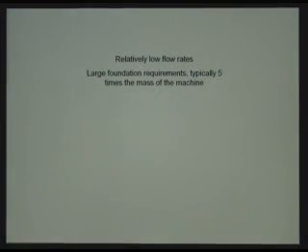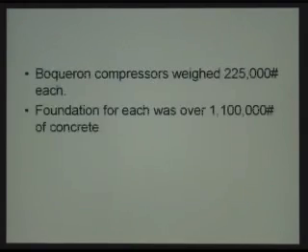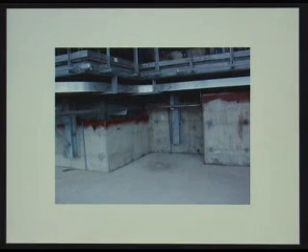Recips have relatively low flow rates, and they require very large foundations. Typically 5 times the mass of the machine is what we use as a starting point. The reason is that because it's a reciprocating motion, there's a lot of unbalanced forces generated by the motion of the pistons going back and forth, and that has to be absorbed somewhere, and usually the foundation is where it goes.